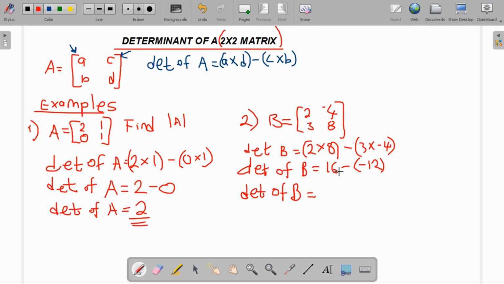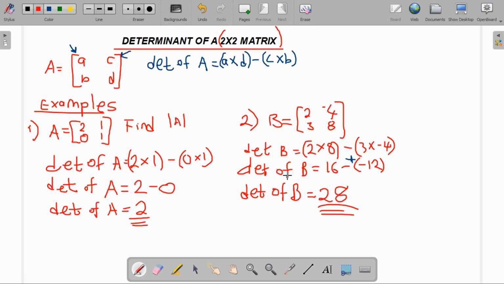The determinant of B is equal to 16, and negative multiplied by negative is positive, so 16 plus 12 gives us 28. So the determinant is 28. That's how we usually find the determinant.